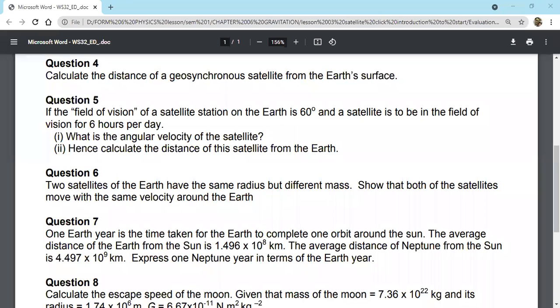Okay, ladies and gentlemen, let's continue to the question. So let's go through question number 5. If the field of vision of a satellite station on the Earth is 60 degrees, and a satellite is to be in the field of vision for 6 hours per day, what is the angular velocity of the satellite? This means the view of the vision is 60 degrees, and our vision is in the period of 6 hours per day.